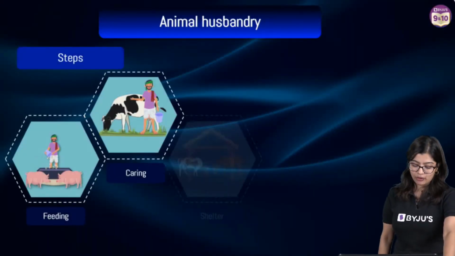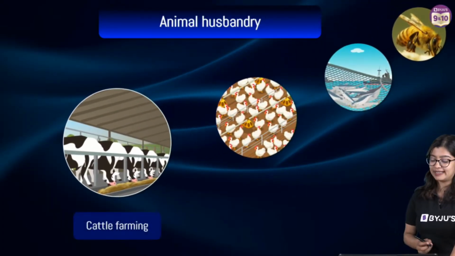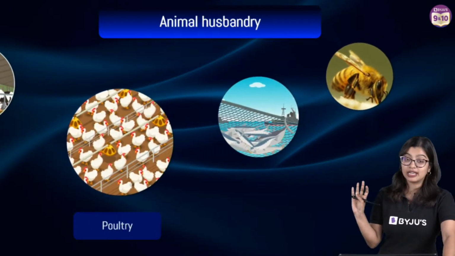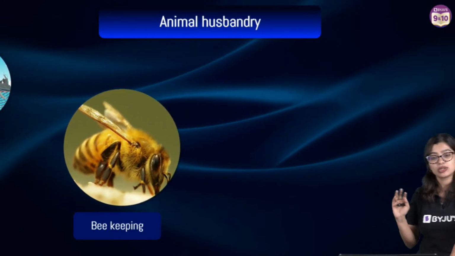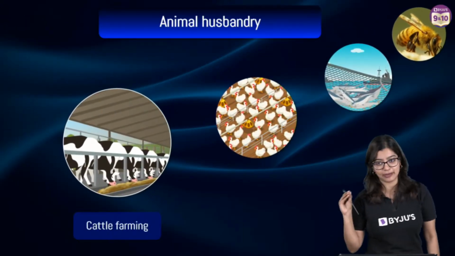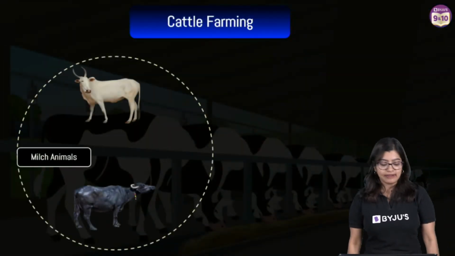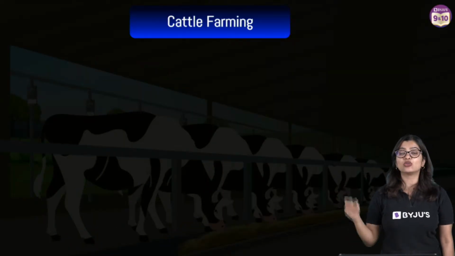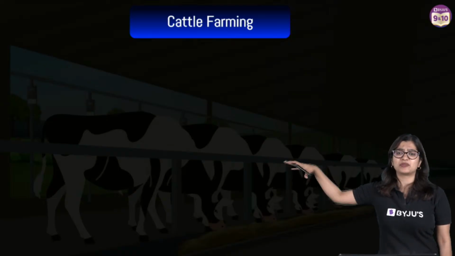Now, animal husbandry, like I said, includes feeding, caring, shelter, and breeding. We will be learning about cattle farming, poultry, fisheries, and last but not the least, beekeeping, which is apiculture. First we will start with cattle farming. Cattle farming includes rearing of cattle, which includes cows, buffaloes, goats, sheep, and so on.